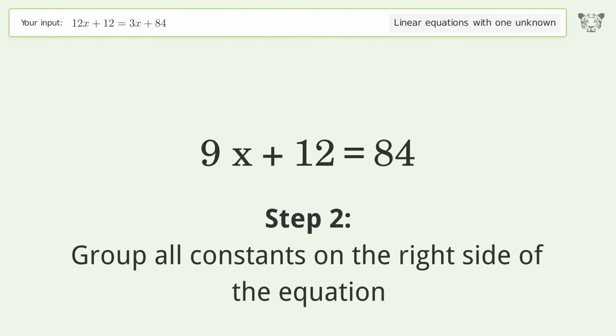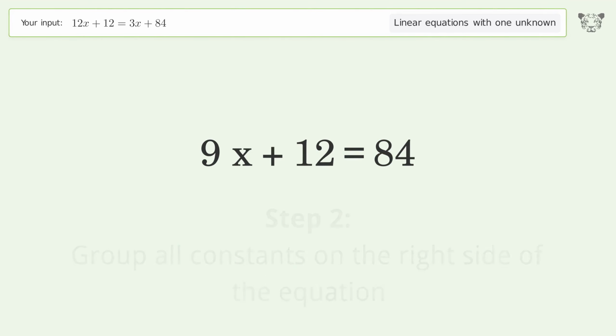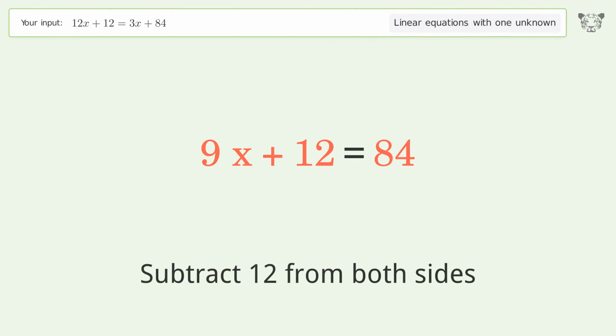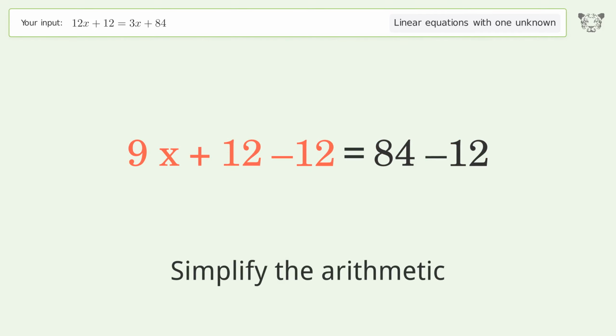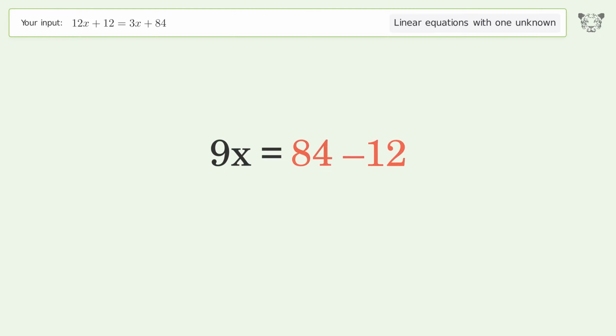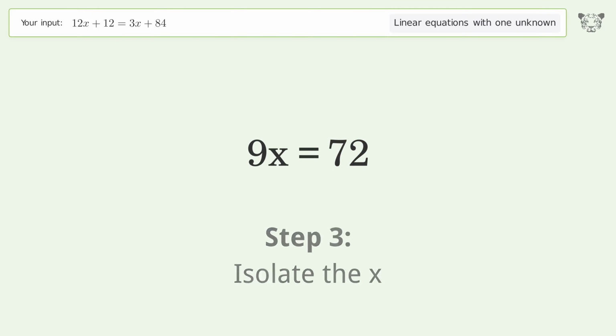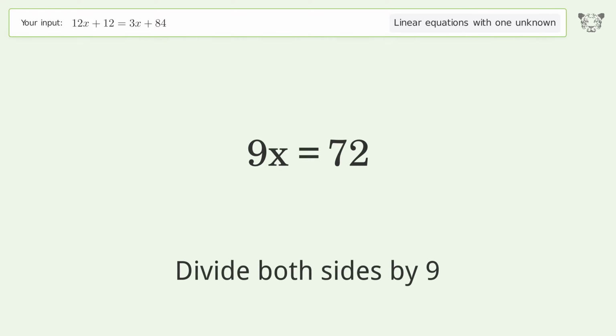Group all constants on the right side of the equation. Subtract 12 from both sides. Simplify the arithmetic. Isolate the x. Divide both sides by 9.